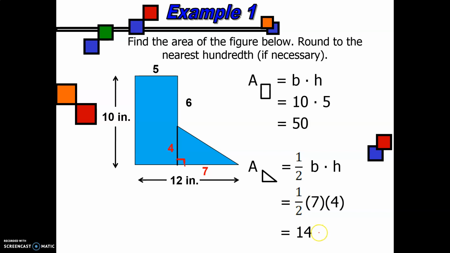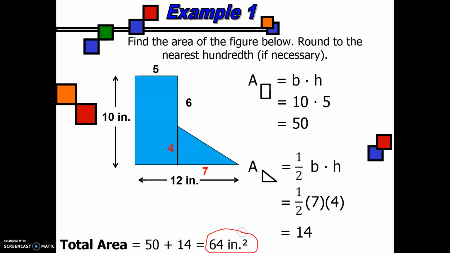Alright, so now remember, you're going to add these areas up once you're done. So you take the 50 square inches from this rectangle and the 14 from the triangle, and you're just going to add those two up, and you're going to get 64. Don't forget your units. 64 square inches is our final answer.